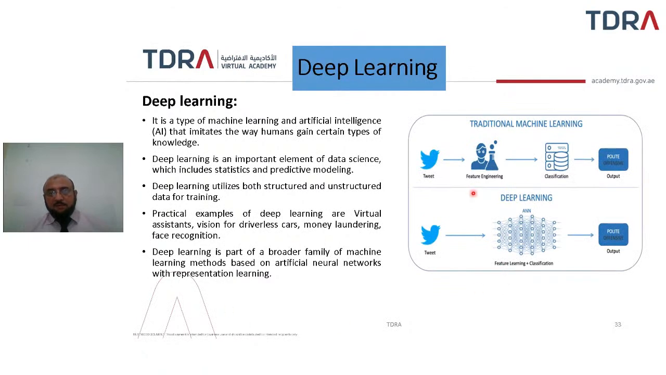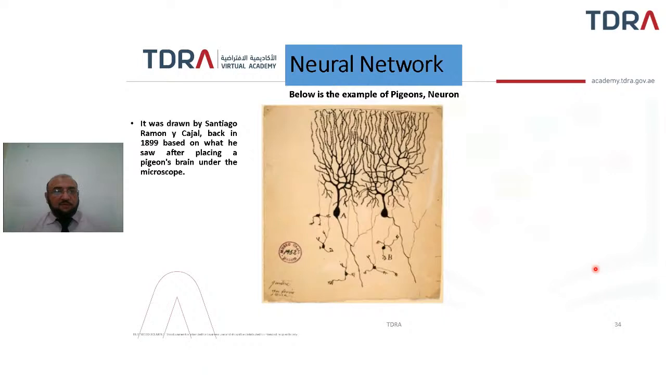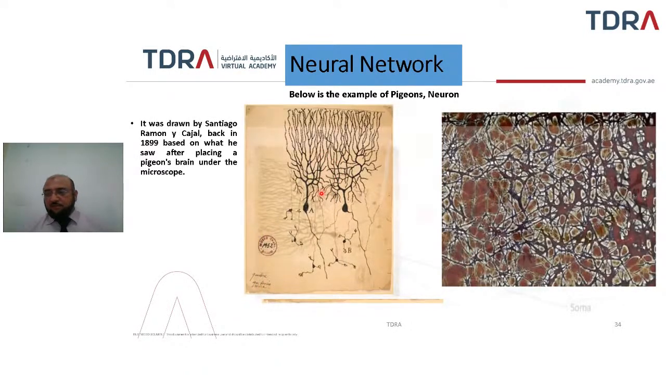Like here, in traditional machine learning we provide the tweet, then feature engineering and classification, but a neural network will itself learn from the feed and then predict, for example, whether this tweet is offensive or not. A neural network was basically drawn by Santiago Ramón y Cajal back in 1899, based on what he saw after placing a pigeon's brain under the microscope.